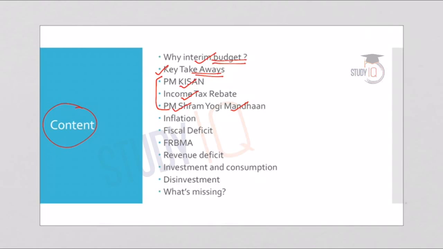So we will be analyzing what will be the impact of this budget on inflation, on the fiscal deficit target of the government, on the targets set by FRBMA. We will also see the impact on revenue deficit. We will see what impact it will have on investment and consumption. We will see impact on disinvestment and we will also understand what is missing in this budget or what more could have been added in this budget. So this will be the content for this lecture.